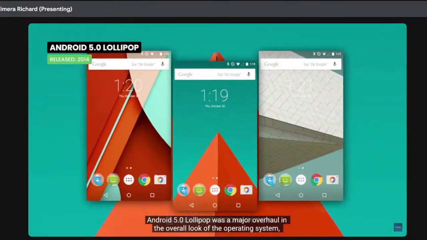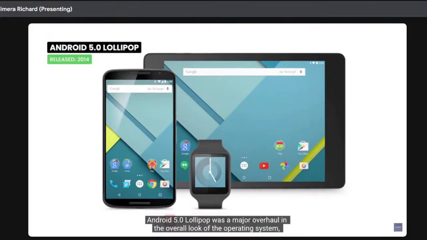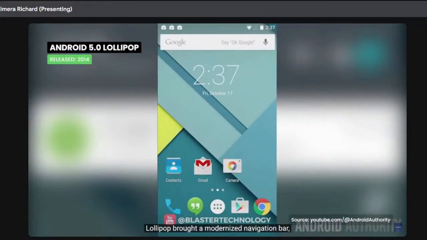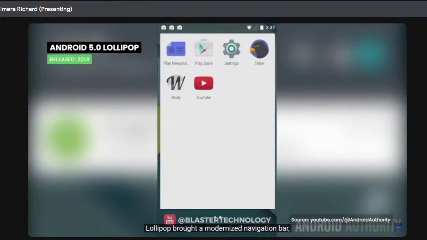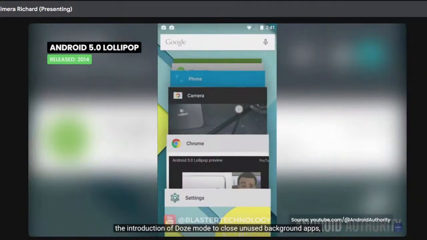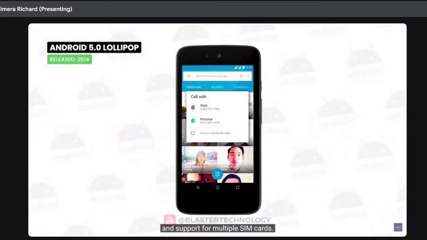Android 5.0 Lollipop was a major overhaul in the overall look of the operating system, using Google's new Material Design language. Lollipop brought a modernized navigation bar, better notifications on the lock screen that could be dismissed, the introduction of Doze mode to close unused background apps, and support for multiple SIM cards.